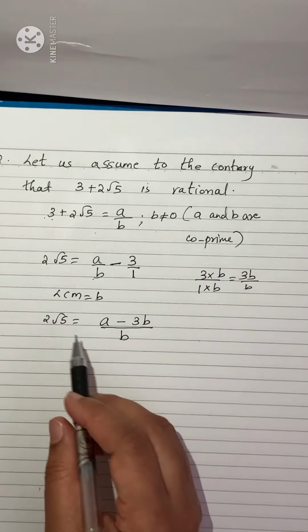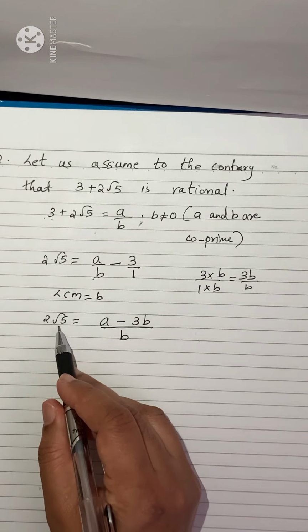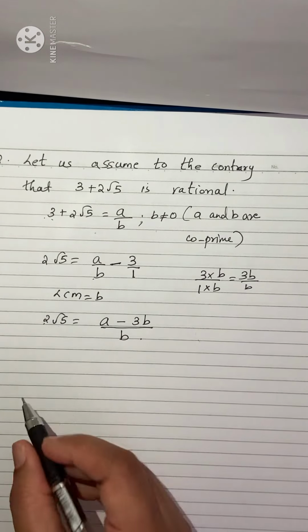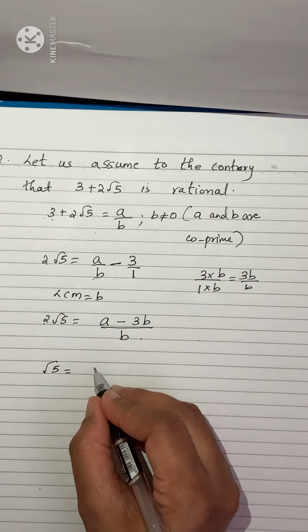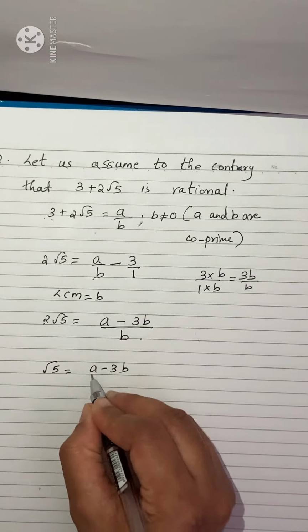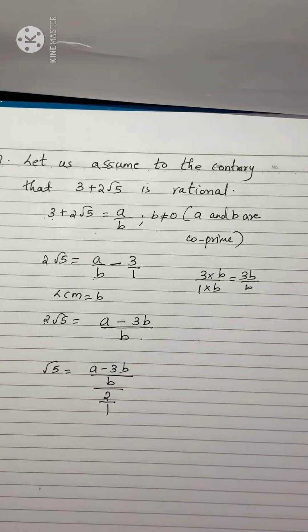Now we have to make this root 5 alone here. So take this 2 to the right side. Therefore root 5 equals (a minus 3b by b) by 2, that is 2 by 1. Like this it will come.